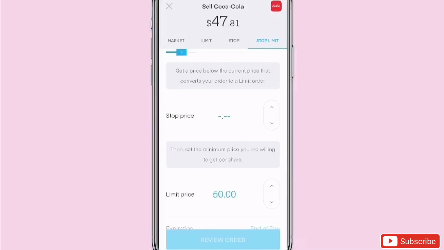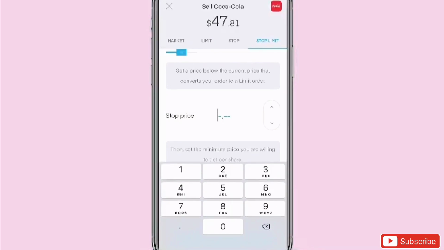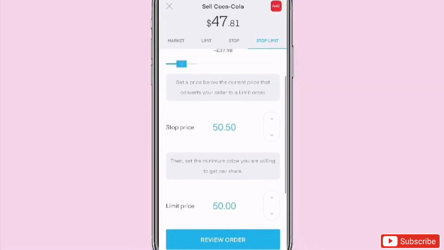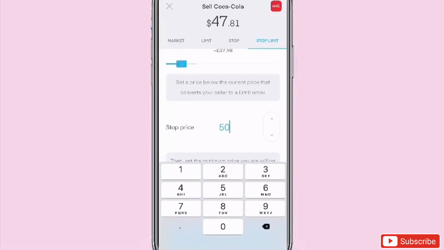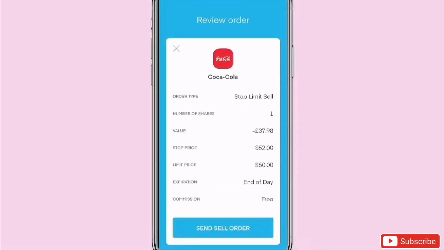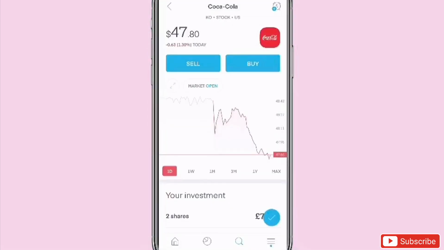So I will set $50 as my limit price. And I'm happy to stop this at 50.50. So if it gets to $50.50, it will now activate a stop order and it will start to sell my share. And then it has a 50 cents leeway to hit the limit price. You could do this a lot more. You could even do, if it hit 52, it's basically going to take anywhere between 52 and 50. So I can review this and send my sell order.